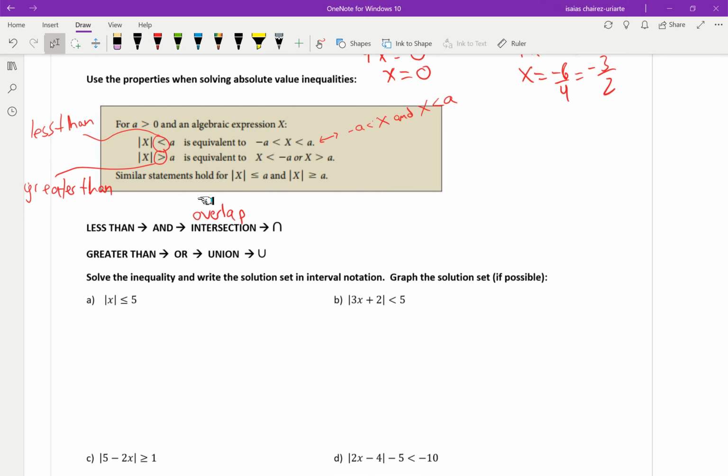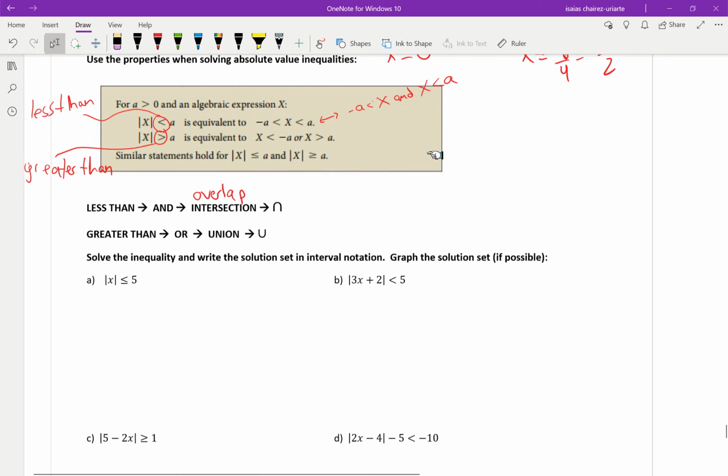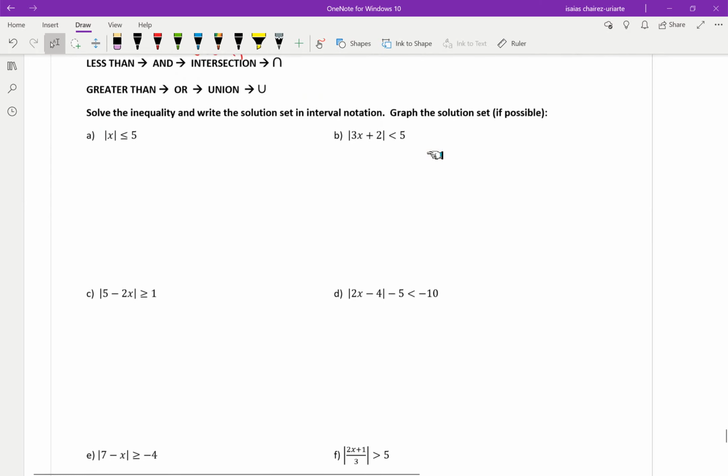All right, let's see if we can put these ideas to work. I think this little property here might get a little bit confusing, but once you start using it, you'll see that it's not that bad. Let's use it then. Let's solve some inequalities.